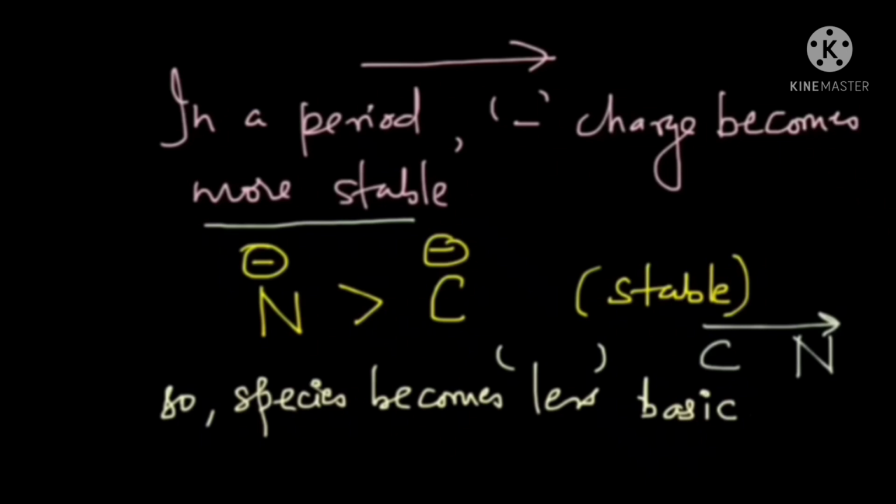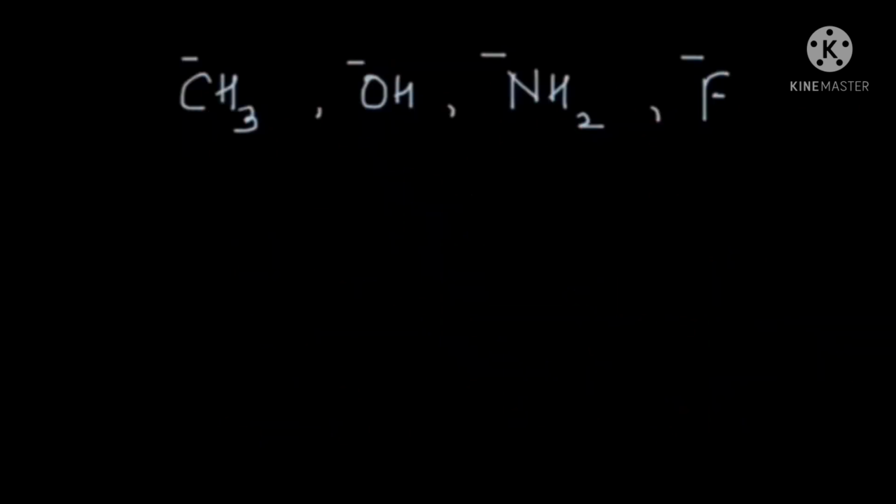So let's see how we can use this factor in deciding the order of basicity. We have four groups: CH3 minus, OH minus, NH2 minus and F minus, and we need to decide the order of basicity here. The first thing that we will take a look at is the atom carrying the charge. Here the negative charge is on a carbon atom, OH minus has a negative charge on an oxygen, NH2 minus has a negative charge on nitrogen, and F minus has a negative charge on fluorine.